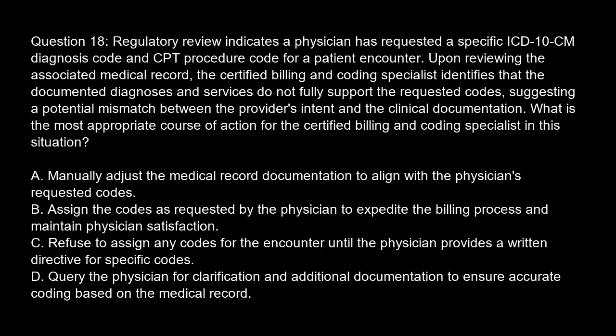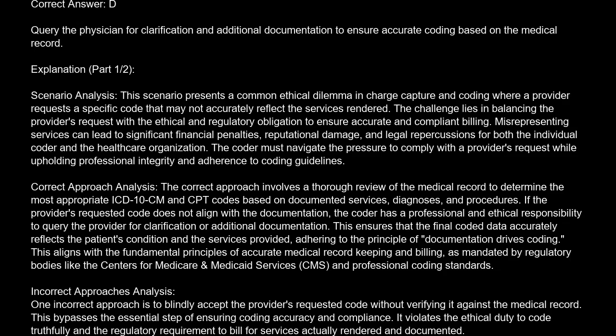Option A. Manually adjust the medical record documentation to align with the physician's requested codes. Option B. Assign the codes as requested by the physician to expedite the billing process and maintain physician satisfaction. Option C. Refuse to assign any codes for the encounter until the physician provides a written directive for specific codes. Option D. Query the physician for clarification and additional documentation to ensure accurate coding based on the medical record. The correct answer is D. Query the physician for clarification and additional documentation to ensure accurate coding based on the medical record.